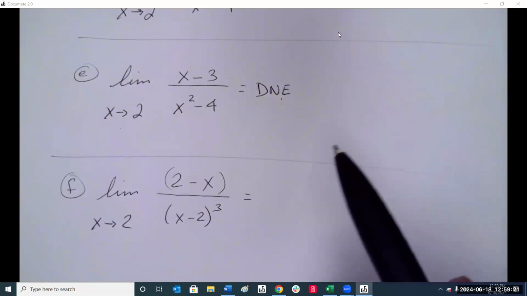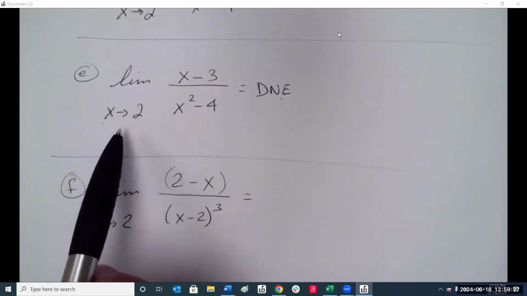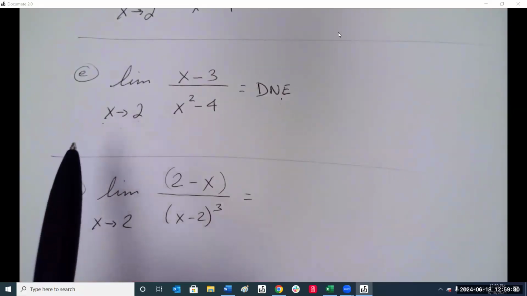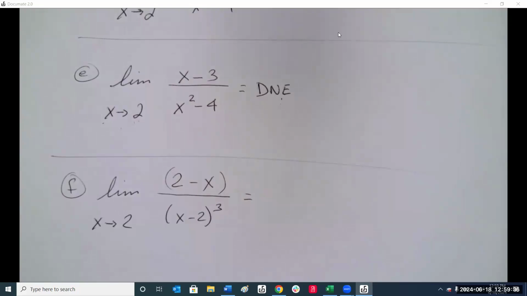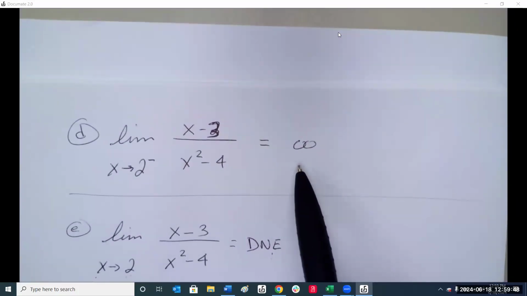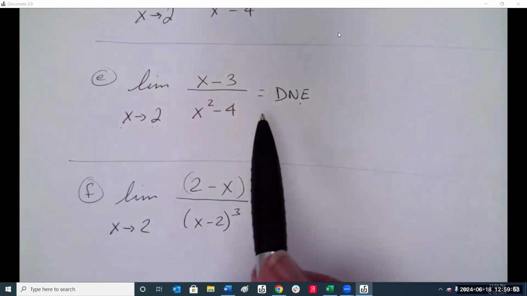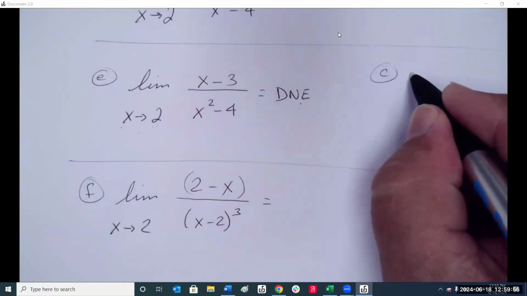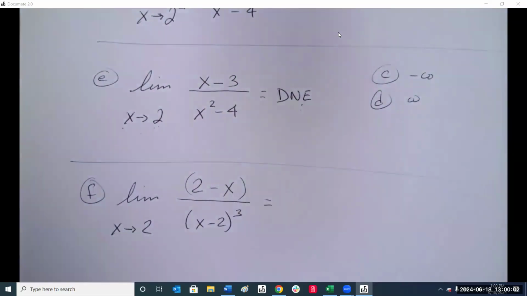That's the first one. Remember, by definition, for this to exist as x approaches 2, what has to be true? It has to approach it from both directions, and they have to be the same value. Are they the same value? No. One's negative infinity and one's positive infinity for that same equation. Look at C and D. C goes to negative infinity and D goes to positive infinity. Since they're not the same thing, that limit doesn't exist.